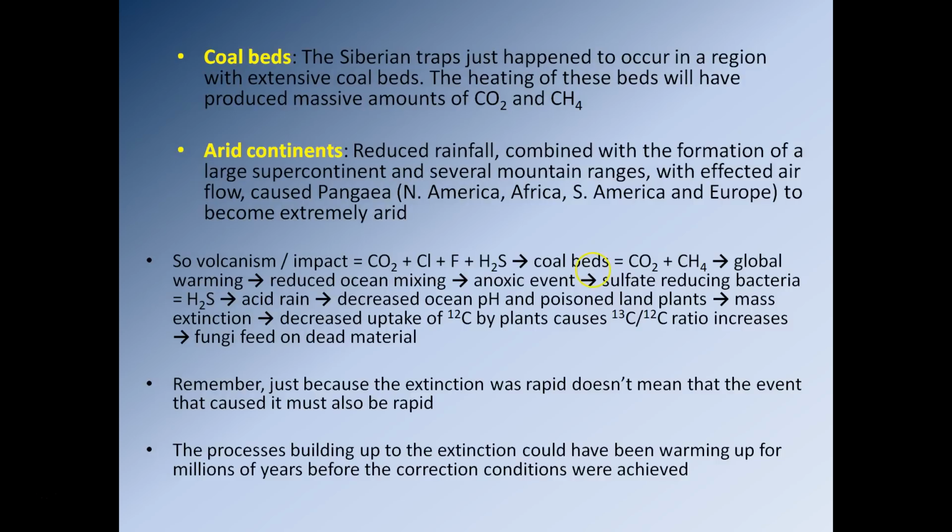So, as you can see, the best model is that you have a process that's building up to the extinction. It could have been warming up for millions of years before the correct conditions were actually achieved, at which point we are beyond the point of no return.